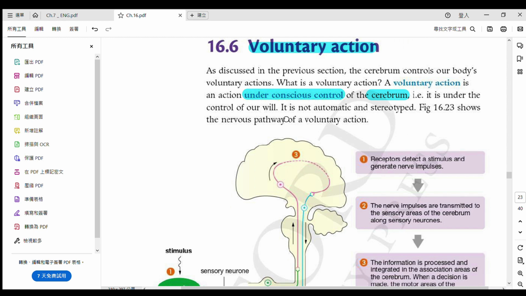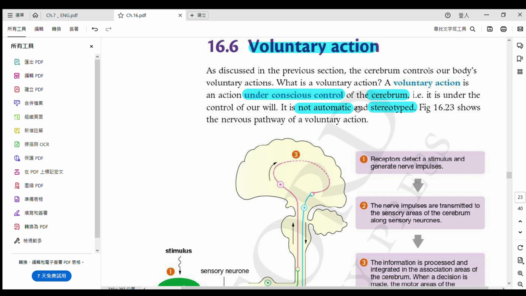A few keywords that the book wants you to remember: you can control it yourself. And remember, we use the words automatic and stereotyped, meaning each and every time it is the same, when we describe reflex actions. And for voluntary action, it is the opposite.